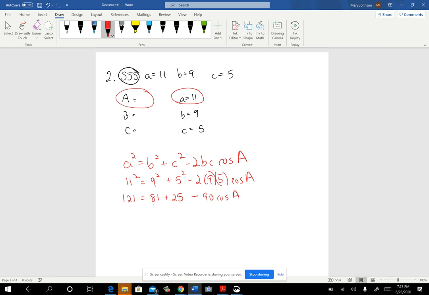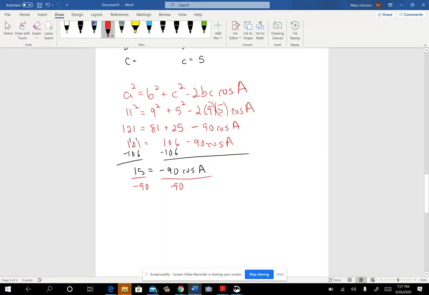The 81 and the 25, that would be 106. But you can't put the 106 together with the minus 90. You shouldn't do that because the cosine A is multiplied by that 90. So from here, what you should be thinking is that you need to take away the 106. When you do that, you get 15 equals negative 90 cosine A. And then you should divide by the negative 90.